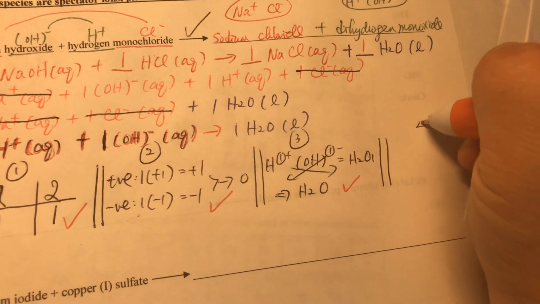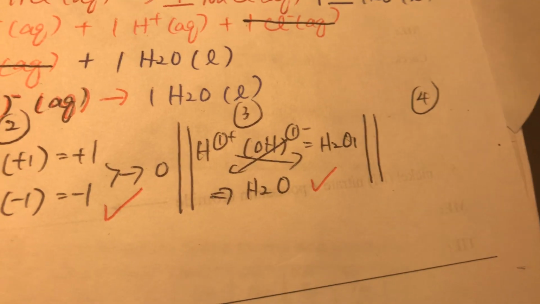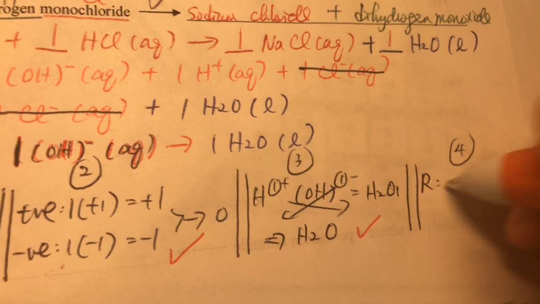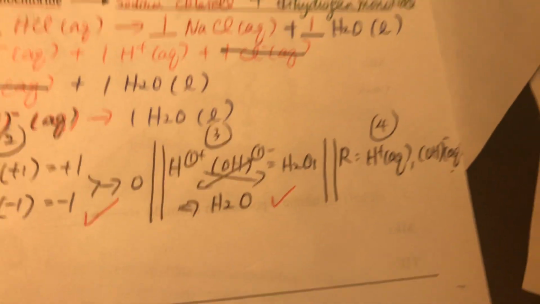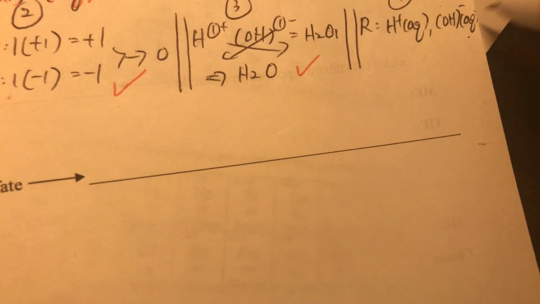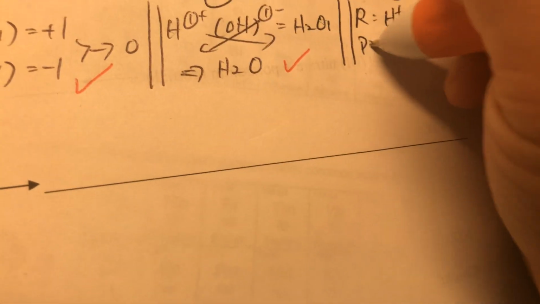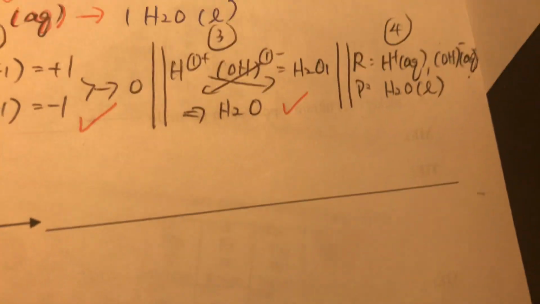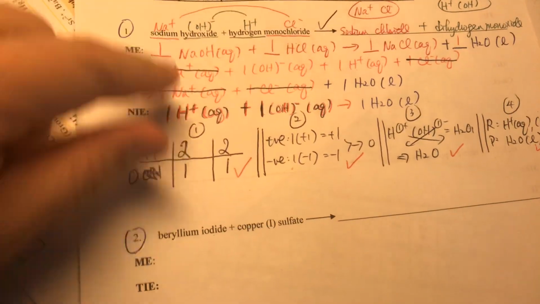Okay, and then finally, you want to tell what happened in the double displacement condition. On my reactant, I got H plus AQ, and then my OH is also AQ, right? So H plus is AQ, OH minus is also AQ. And then what happened to my product? My product, I get H2O, which is liquid. So my double displacement condition is met. Okay, so all 4 things are good. So then that's my answer.